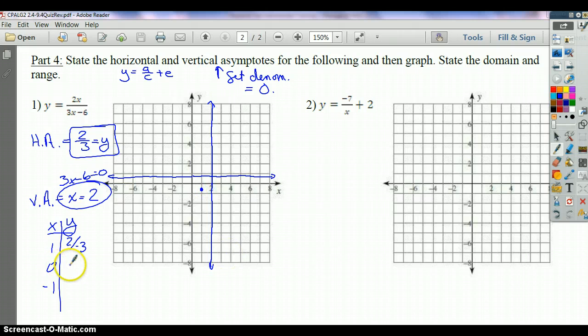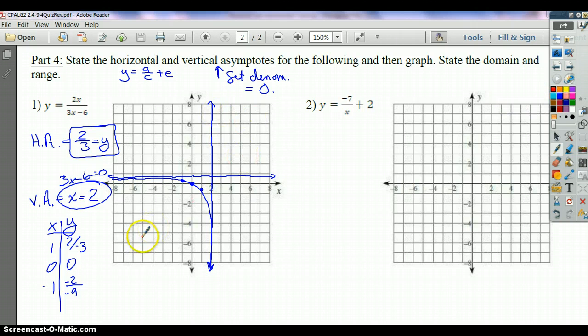Okay, if I put 0 in, I have 0 over -6, so that would be 0, 0. And at -1, I'll have -2 over -9, so 2/9 should be here. So I'm going to stay really close to this asymptote and then curve it down. Okay, there's my first line.